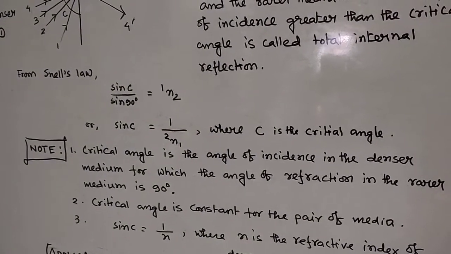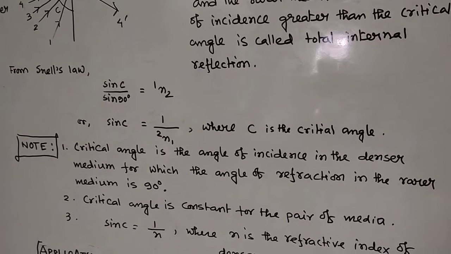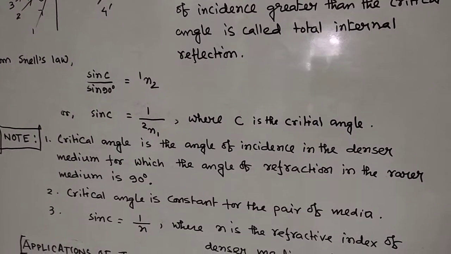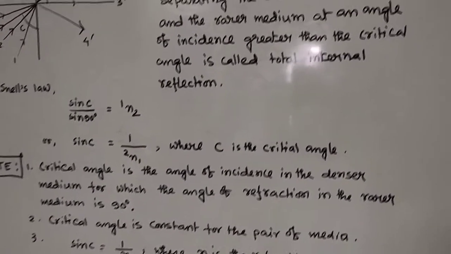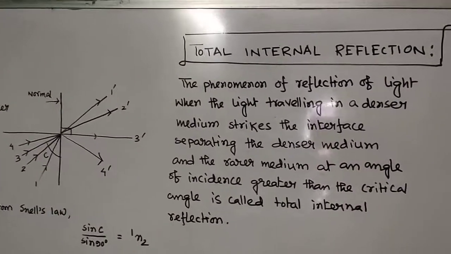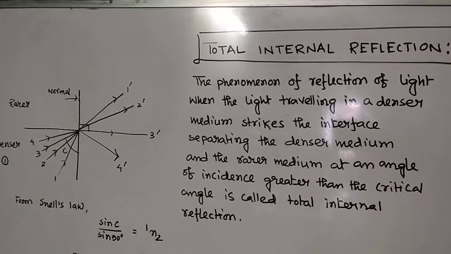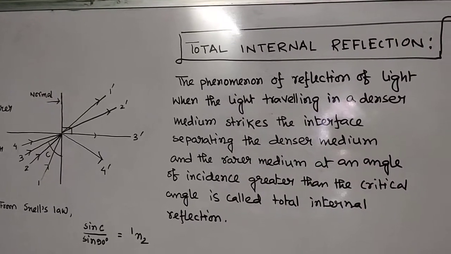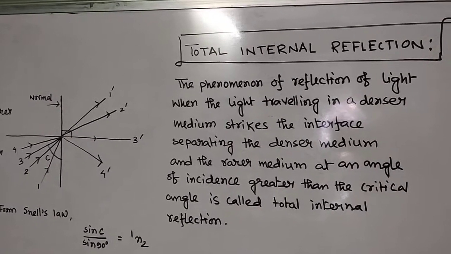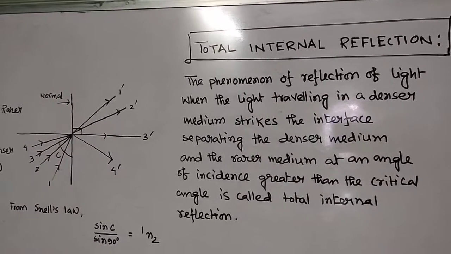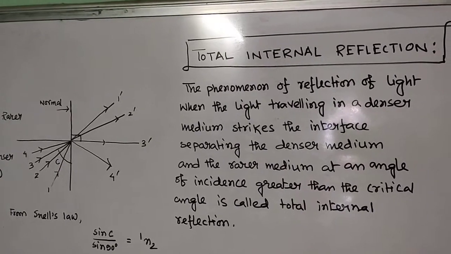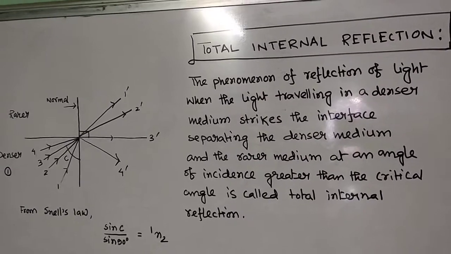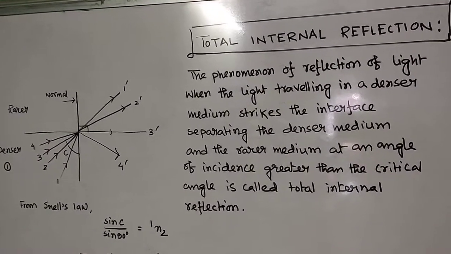Under the note, let me read out: the critical angle is the angle of incidence in the denser medium for which the angle of refraction in the rarer medium is 90 degrees, and the critical angle is constant for the pair of media. Now let me read out the important part which we have started, total internal reflection. We have already discussed it with respect to this figure. The phenomenon of reflection of light, when light traveling in a denser medium strikes the interface separating the denser medium and the rarer medium at an angle of incidence greater than the critical angle, is called total internal reflection.